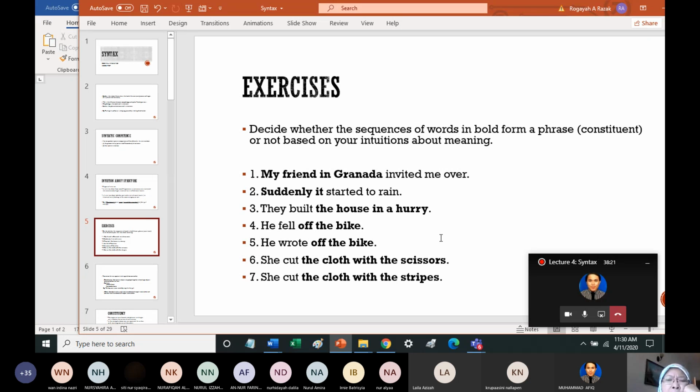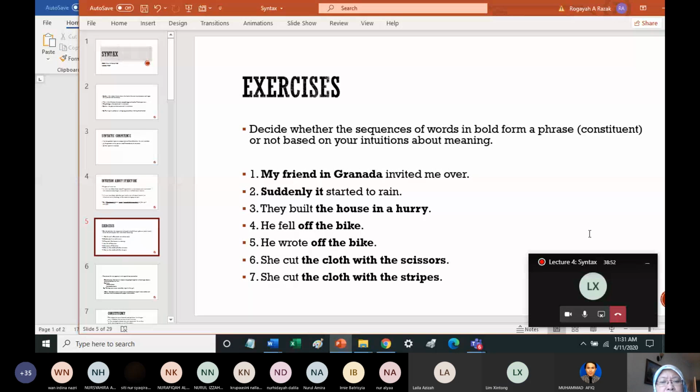Number 4 is Zintong. He fell off the bike. Is off the bike a constituent? Off the bike is not a constituent. Any reason? Because the bike can become a constituent, but off the bike has no meaning, so it cannot form a constituent. Alright, okay. Thank you, Zintong.